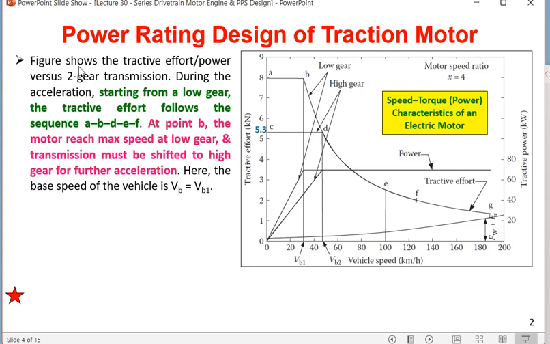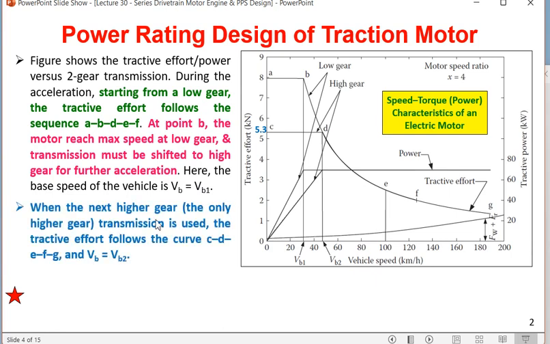So here, during acceleration starting from a low gear, that is the first gear, the tractive effort follows the sequence A, B, D, E, F. At point B, the motor reaches maximum speed at low gear, which is called VB1, and then the transmission is shifted from constant torque to increasing speed, or constant torque to constant power region. Here the base speed is VB equal to VB1.